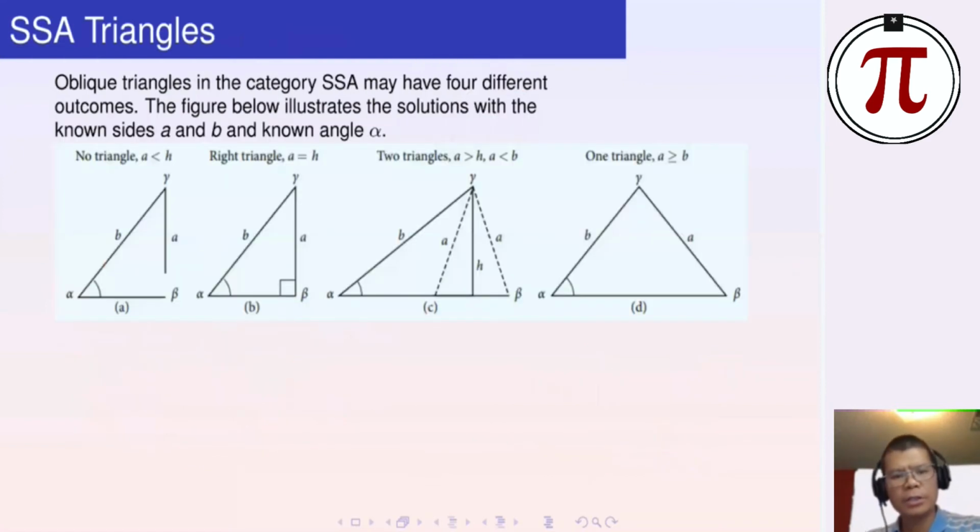Now let's consider the second category, given two sides and one angle. This one may have four different outcomes. Consider the figure below. It illustrates the solutions with the known sides A, B, and the known angle alpha.